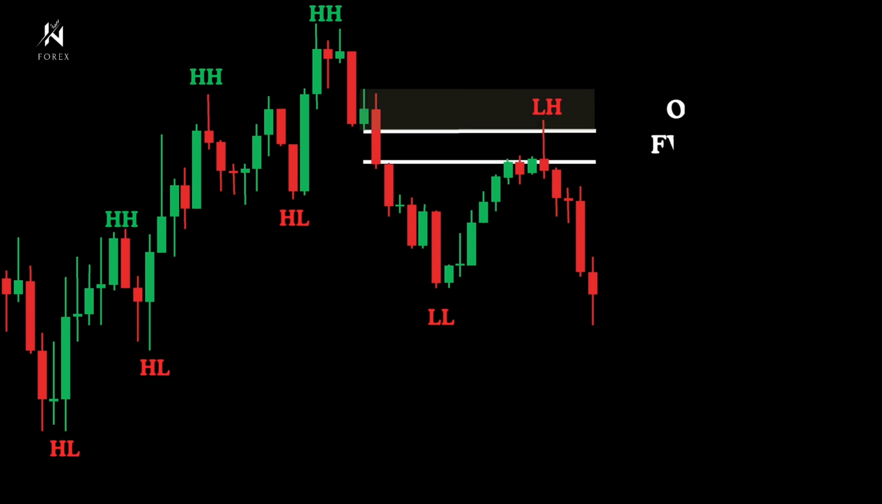When order blocks and FVGs line up with this directional bias, the entry signals tend to be more dependable. In a well-defined trend, identifying structure points, swing highs and lows, and trade opportunities become straightforward. But if the chart lacks clarity on market control, it's often smarter to shift focus to a different asset.